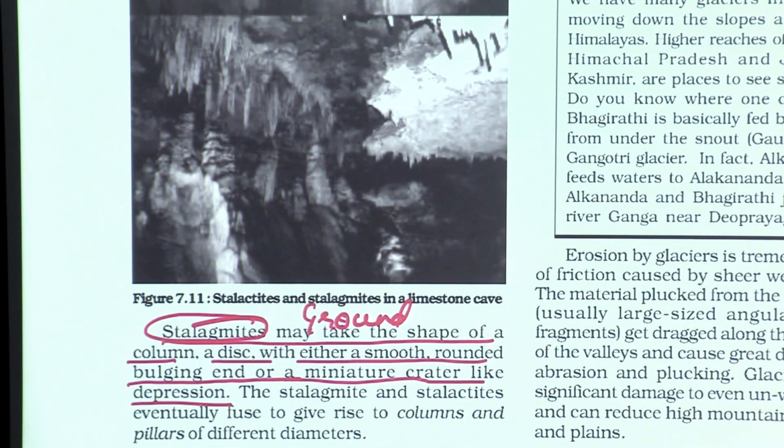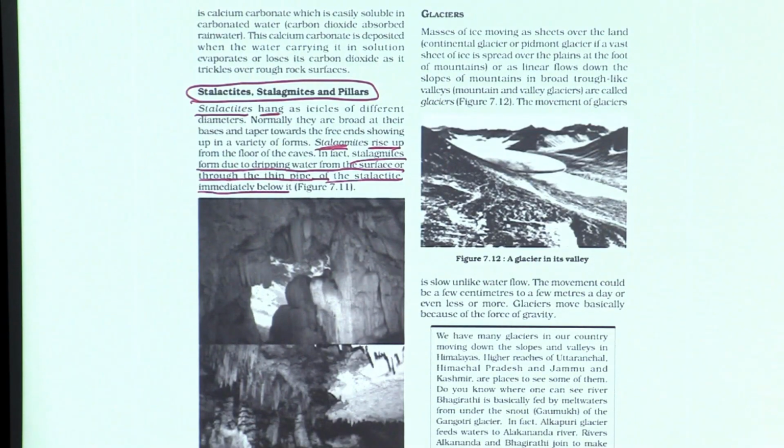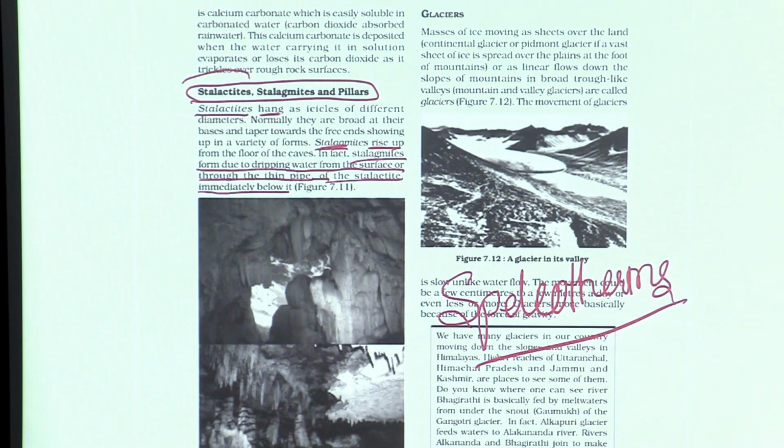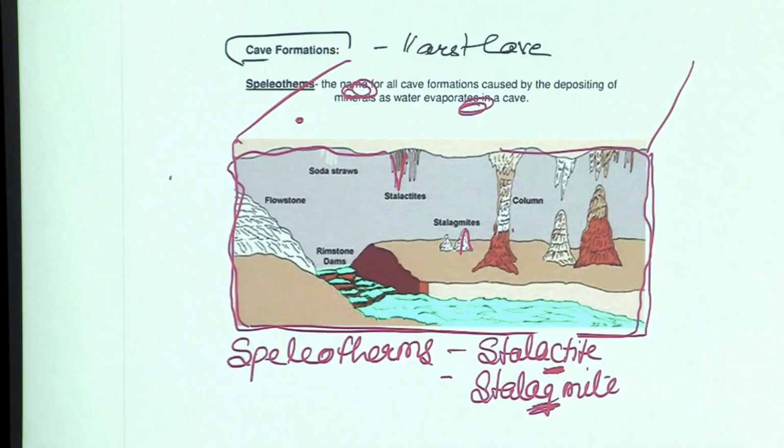And when the stalactite and stalagmite eventually fuse, they give rise to columns or pillars. Which features are these? These features are called speleothems. And how many speleothems do we have in the karst cave? Essentially 3. Stalactite, stalagmite, column or pillar.